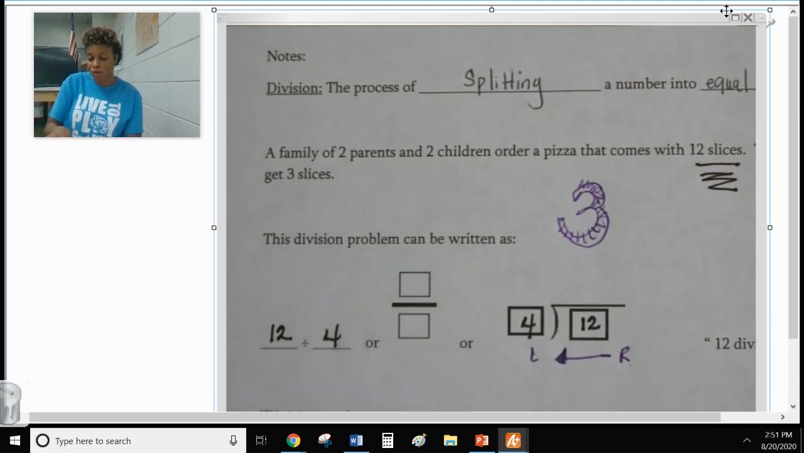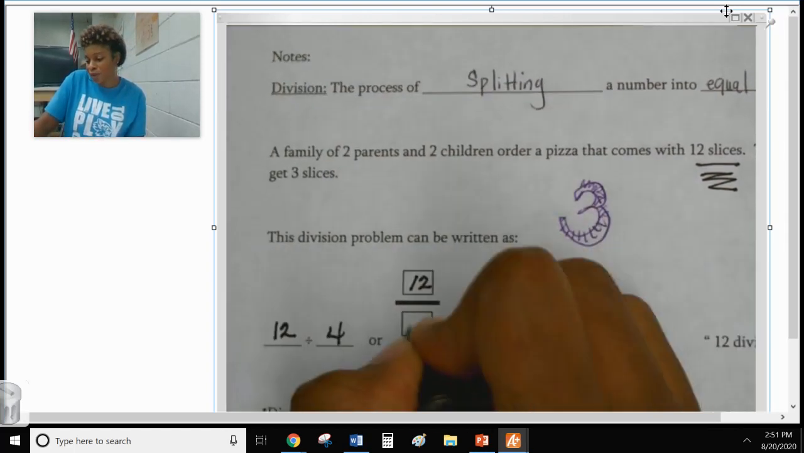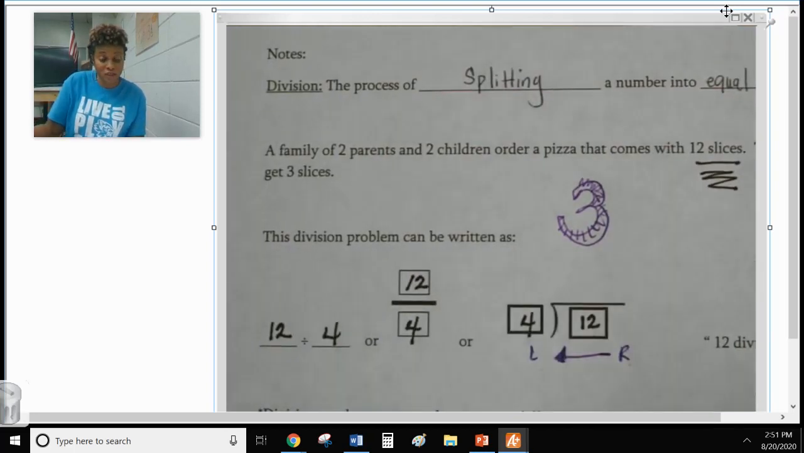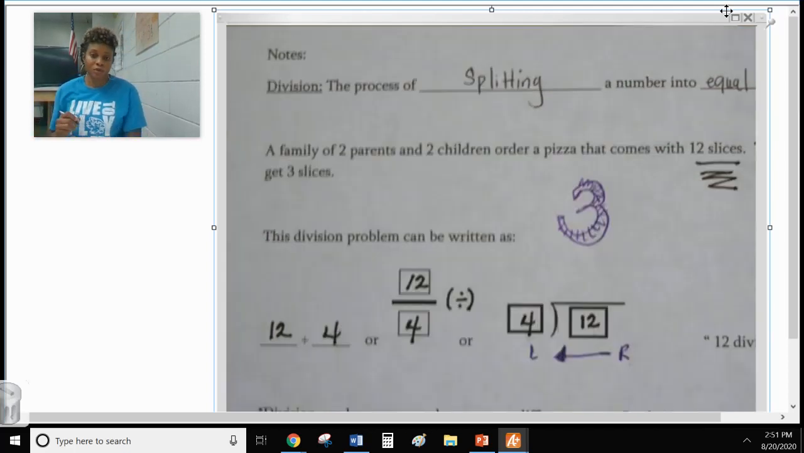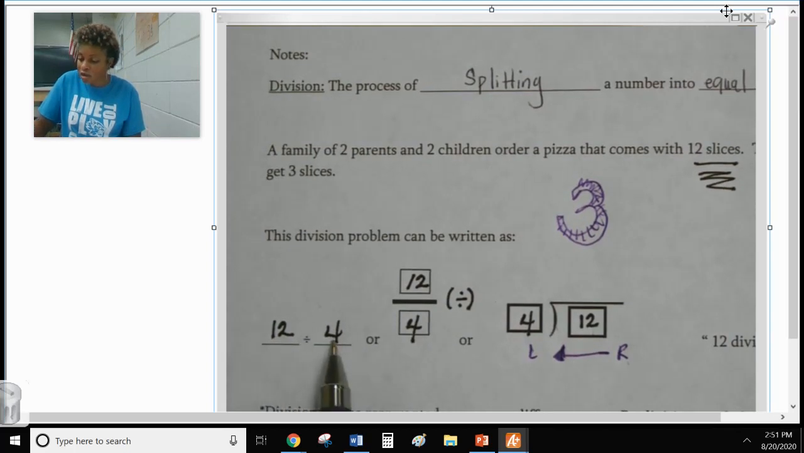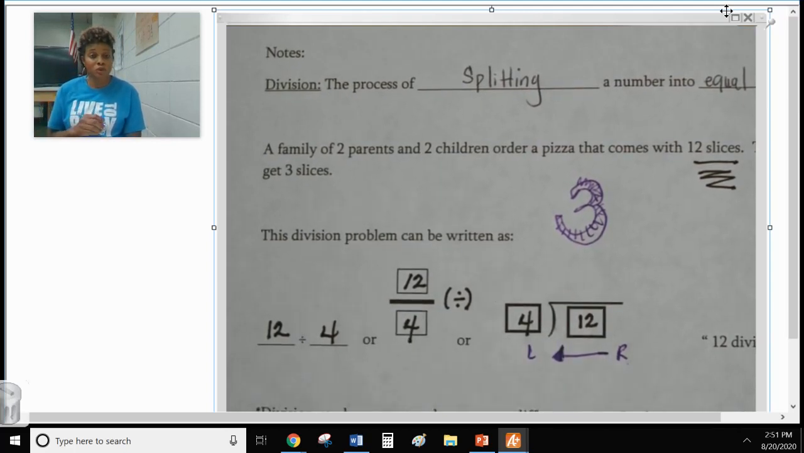And in fraction form, our 12 is our numerator and our 4 is our denominator. This fraction bar, anytime you see a fraction bar from now on, know that that is a division symbol. 12 is being divided by 4. So let me go through and read them all. They all say 12 divided by 4. These are the 3 ways in which you can represent a division problem.